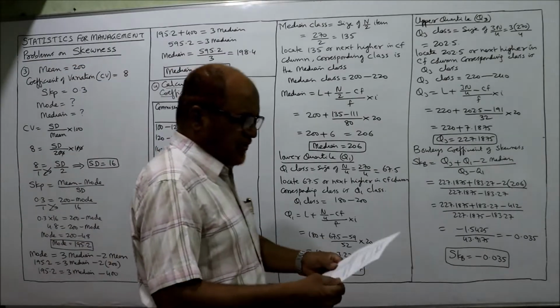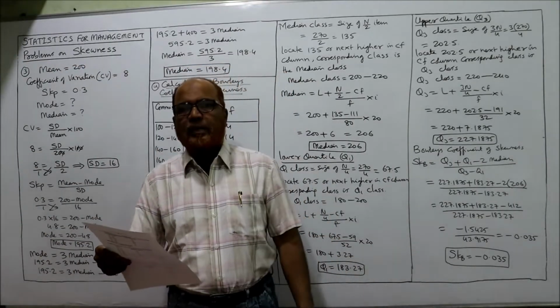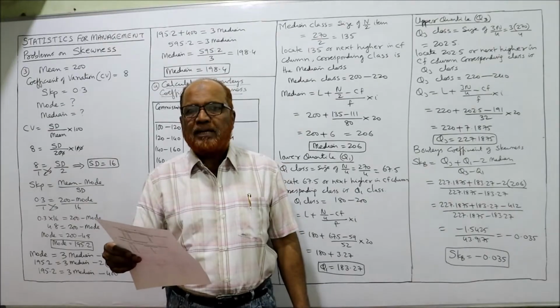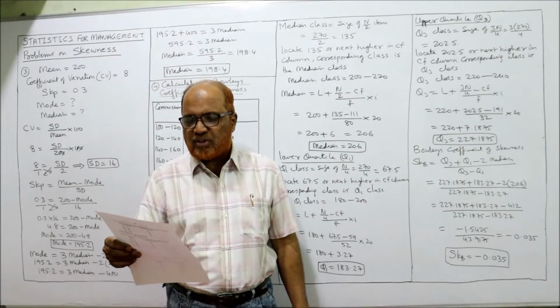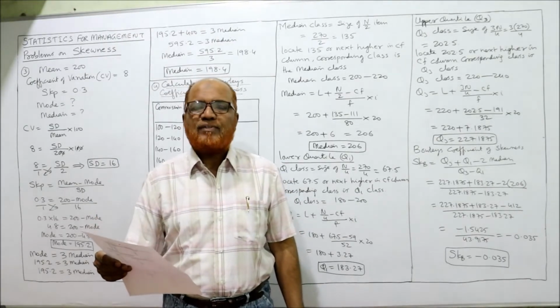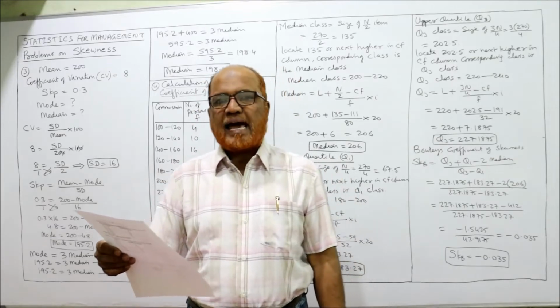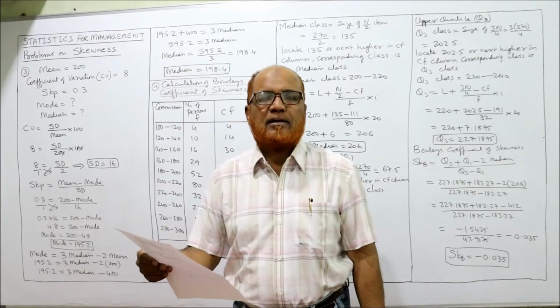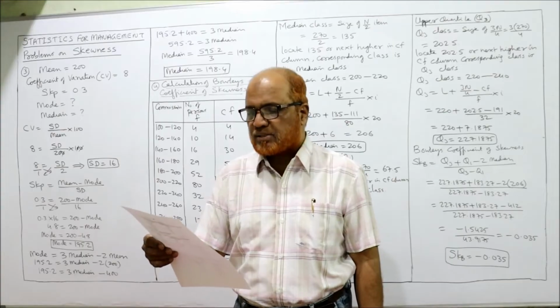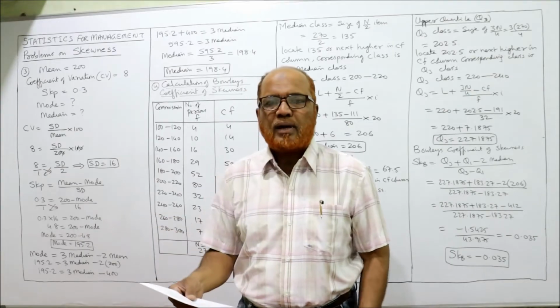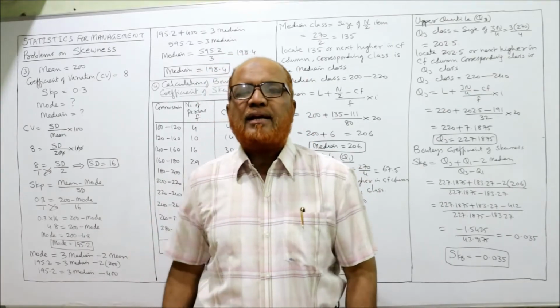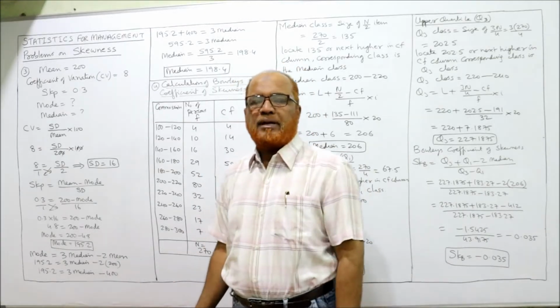Let's see problem number 3. For a moderately skewed data, the arithmetic mean is 200. The coefficient of variation, CV, is 8, and SKP, Karl Pearson's coefficient of skewness, is 0.3. Find the mode and median. So it is only asking you to calculate mode and median.